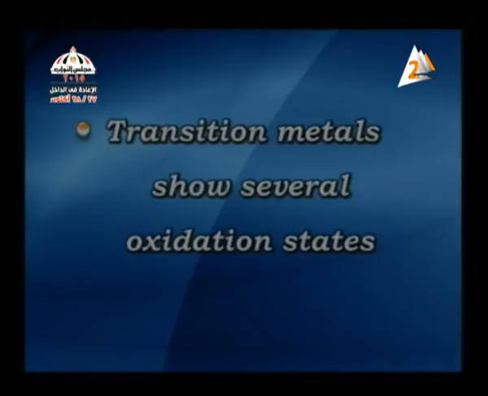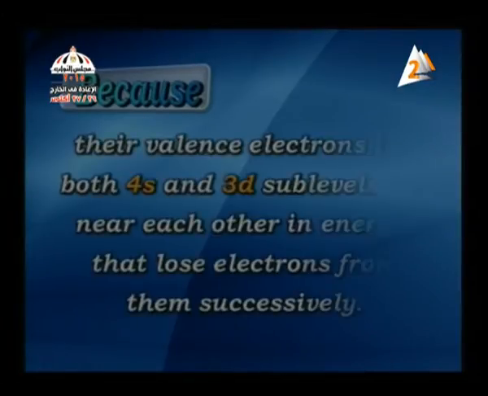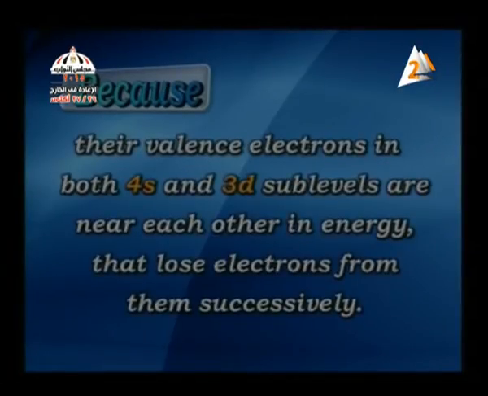Next point: transition metals show several oxidation states. The reason for that is that their valence electrons are in both the 4s and 3d sublevels. That means they are near to each other in energy and so lose the electrons from them successively.